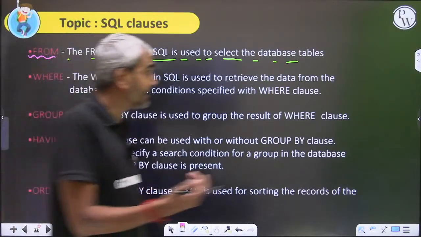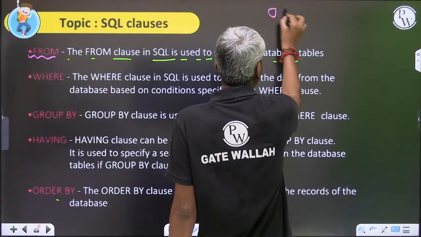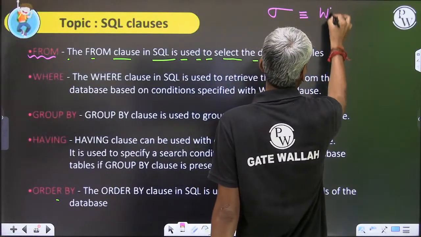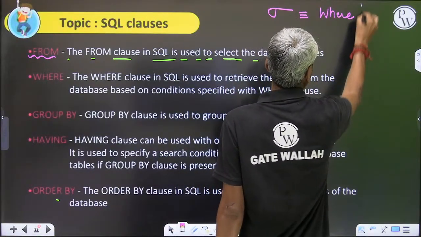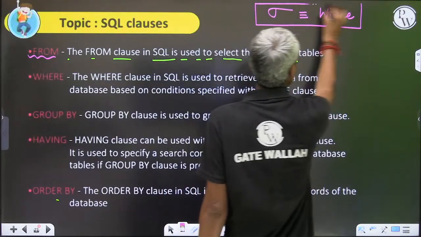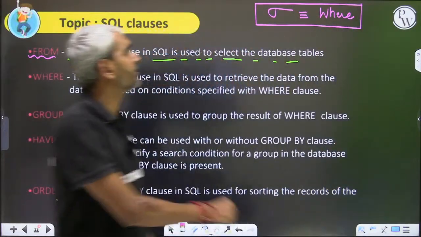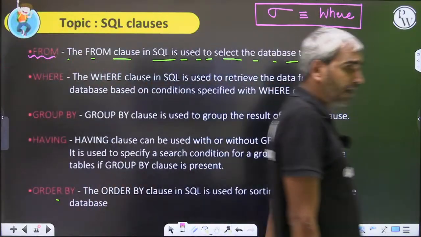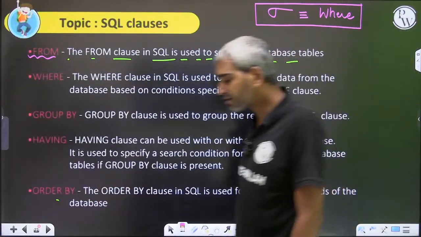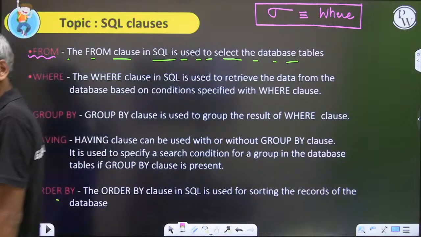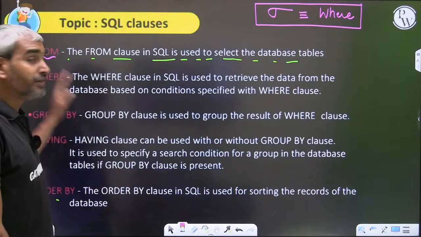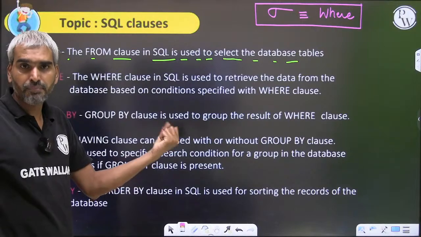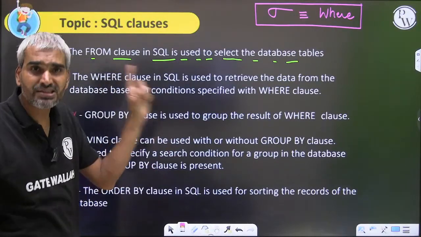Now, just like the select operation of relational algebra, we have where clause in SQL. What happens? Sir, where clause will do what? Where clause will select the tuples based on the condition specified with where clause.